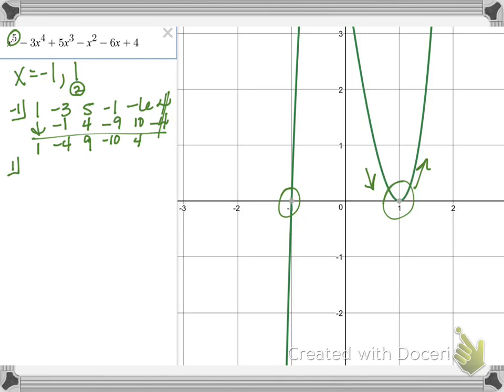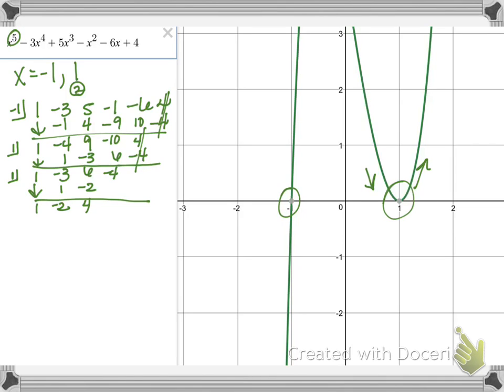I'll do 1, and I have to do this one twice in a row because it has multiplicity. Carry that down. Give me 1, -3, -3, and 6, 6, and -4, and finally -4. And we'll do it one more time. And it worked out. And so now we have this thing going on.